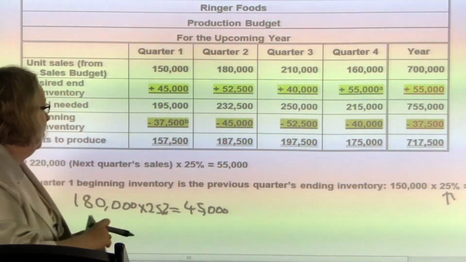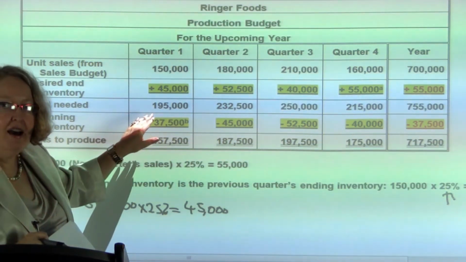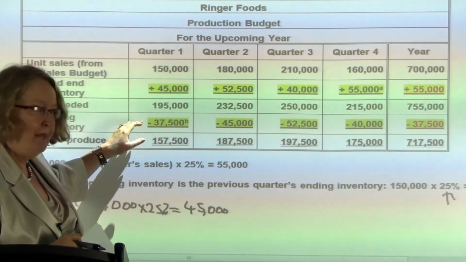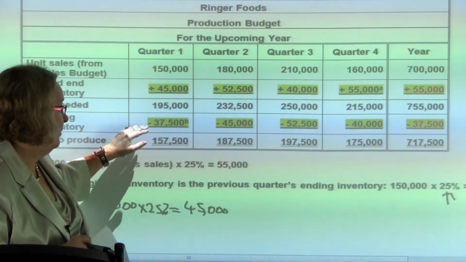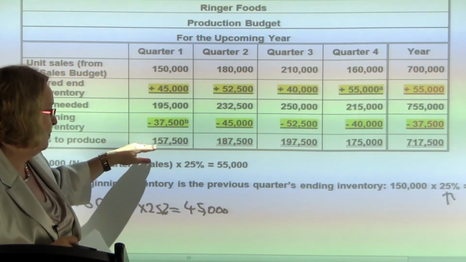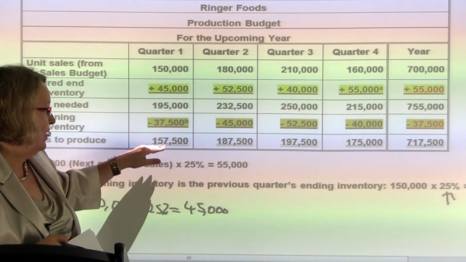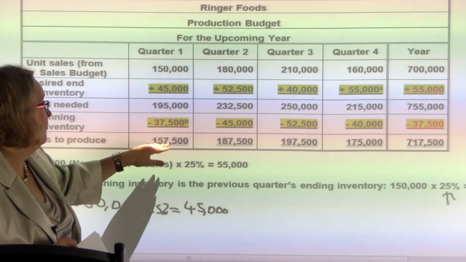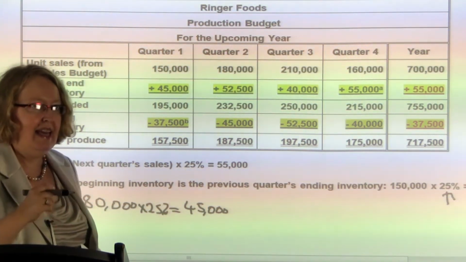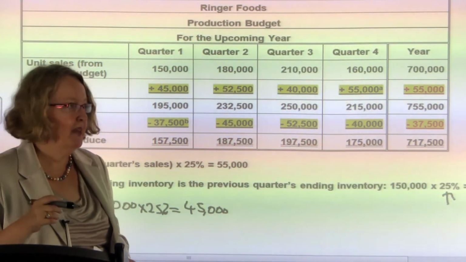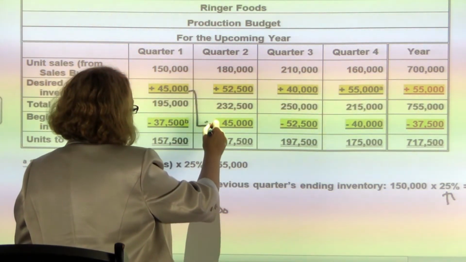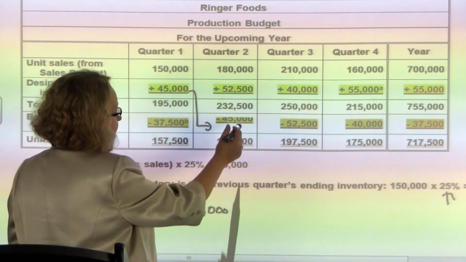So you're going to need 195,000 units for the quarter, but you don't have to produce that many because you started off with 37,500 in your beginning inventory. So the number of units you need to produce is 157,500 to meet the demand. So your ending inventory for the quarter is going to be your beginning inventory for the next quarter. So when you look at this, that's where the 45 is coming from here.